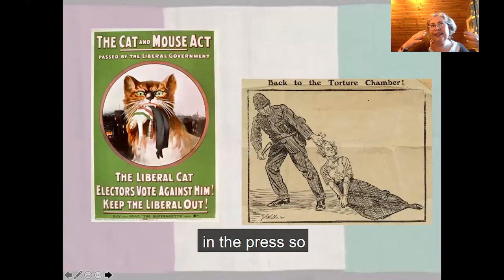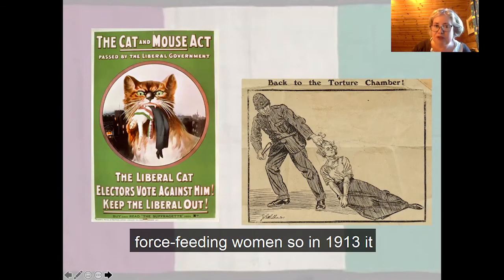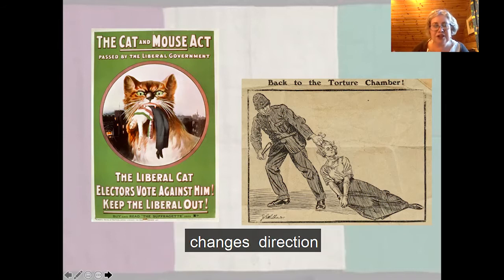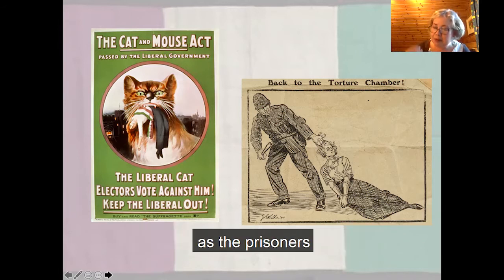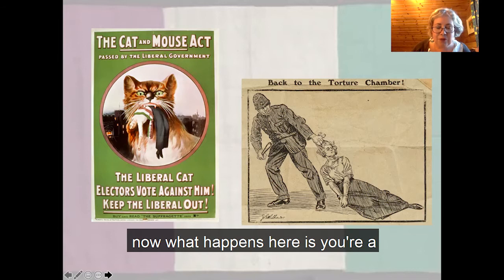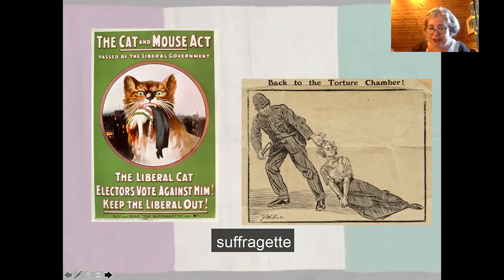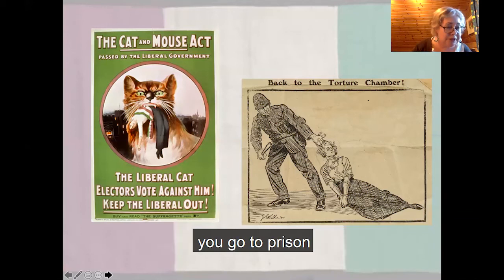So the government is getting this very, very bad kind of press about force-feeding women. So in 1913, it changes direction, and it brings in something that is known as the Prisoner's Temporary Discharge for Ill Health Act, which is normally known as the Cat and Mouse Act. Now, what happens here is you're a suffragette, you've done something, you've been arrested, you've been found guilty, and you go to prison. And you immediately, of course, go on hunger strike.